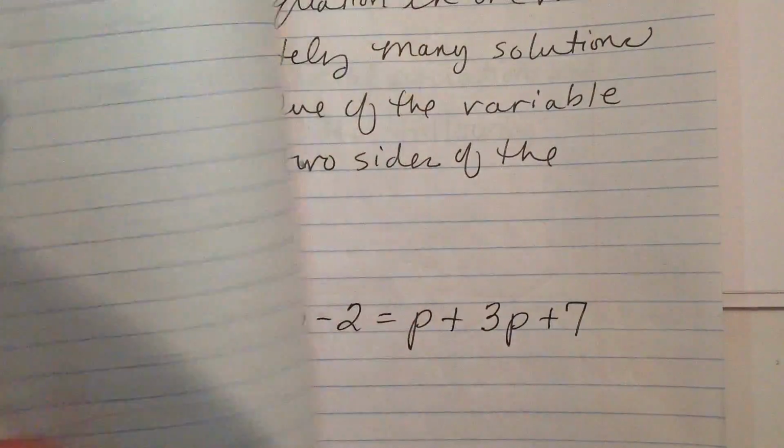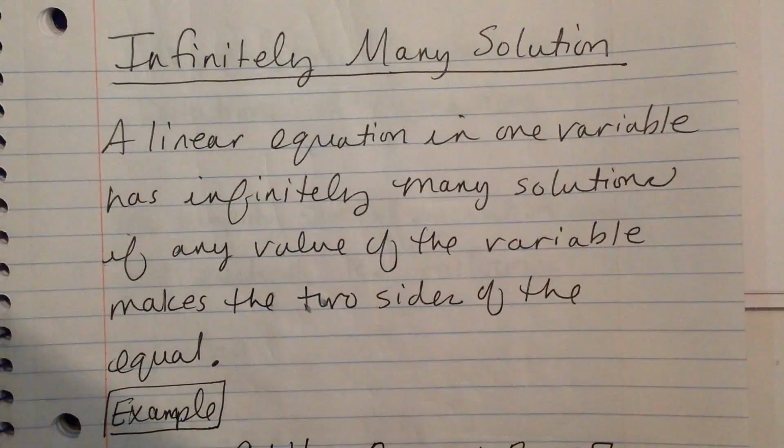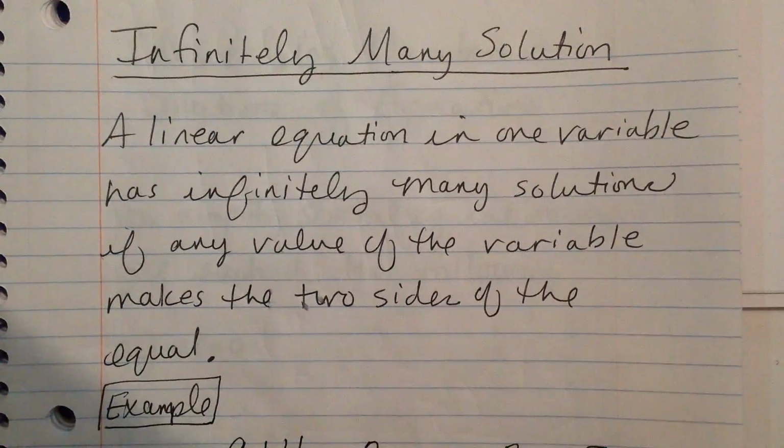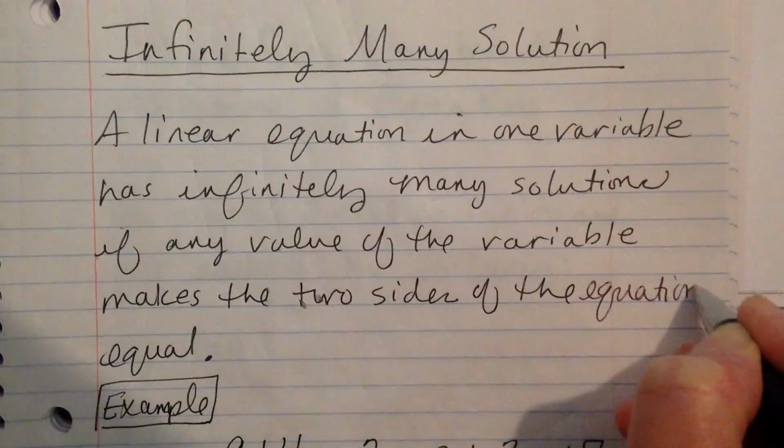And let's look at one more example. This is an example of an equation where you can have infinitely many solutions. A linear equation in one variable has infinitely many solutions if any value of the variable makes the two sides of the equation equal.